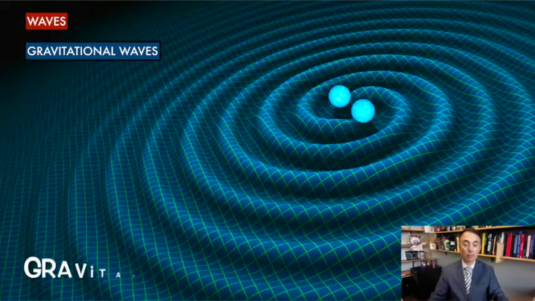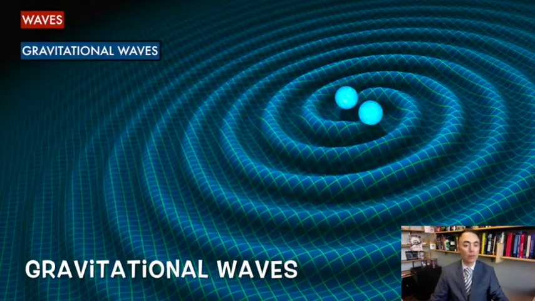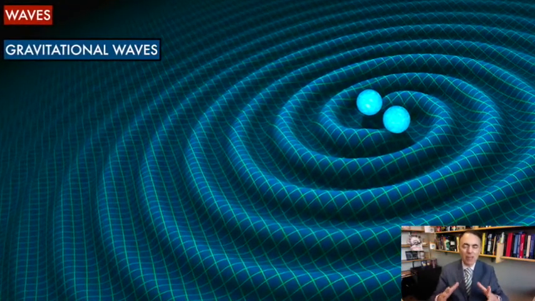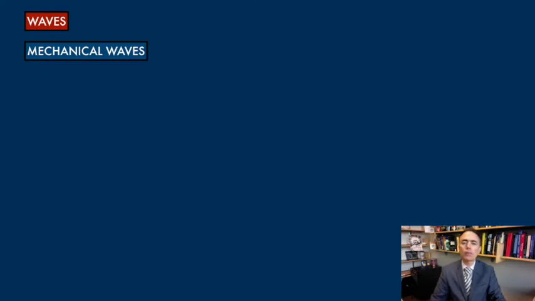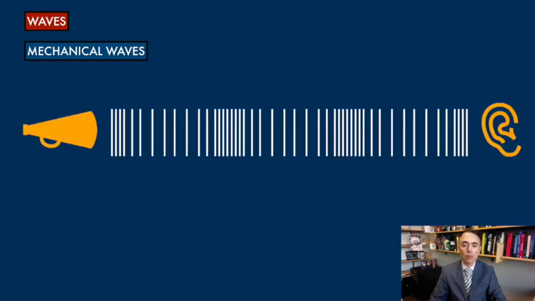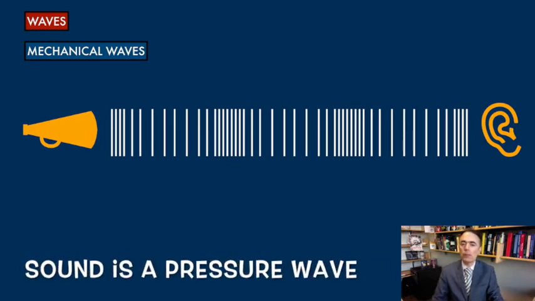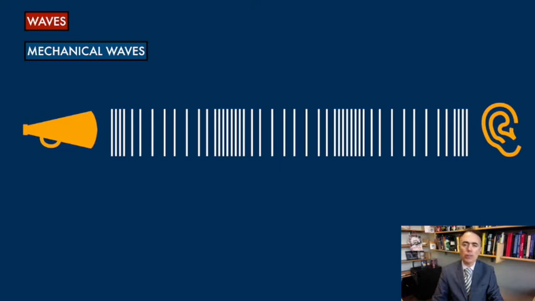We also have the gravitational waves. They also travel in space through vacuum. They make space itself oscillate. In the case of mechanical waves, these make the medium oscillate, for example, the air if it is sound in a classroom. Sound is a pressure wave. It means that there are changes in pressure that propagate.